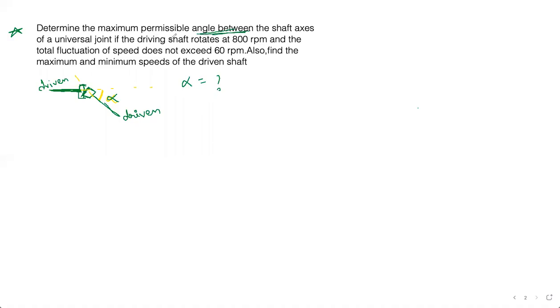Now the driving shaft rotates at 800 rpm. So rpm is given, n1, the driving shaft, 800 rpm, and total fluctuation of speed does not exceed 60 rpm. So total fluctuation of speed is maximum minus minimum. Total fluctuation is this one, in rpm. Also find maximum and minimum speeds of the driven shaft.